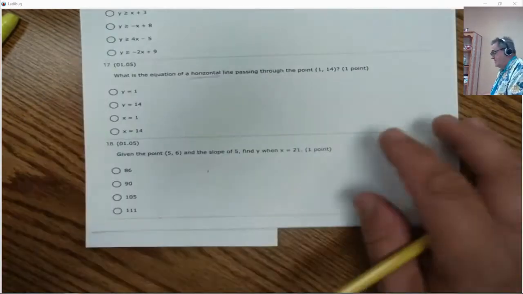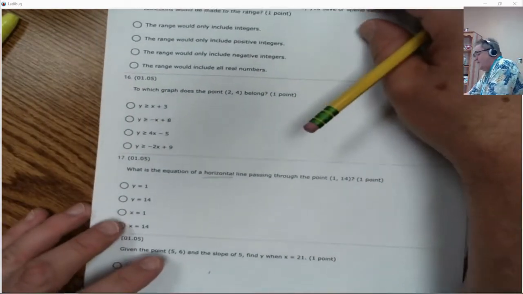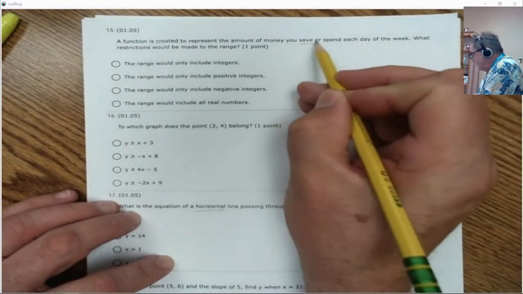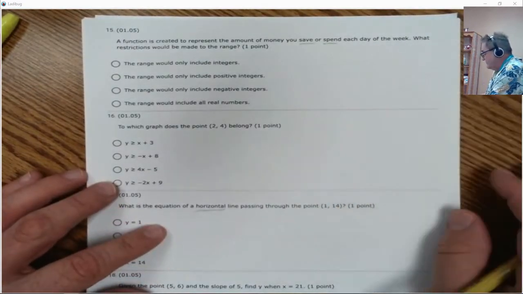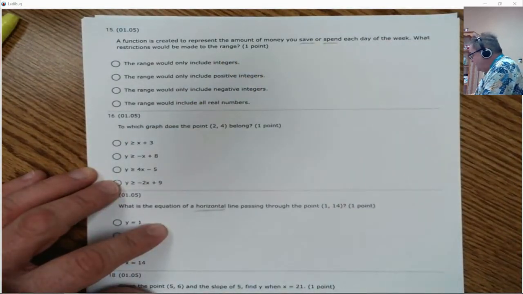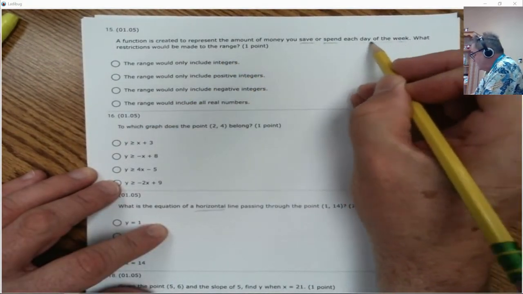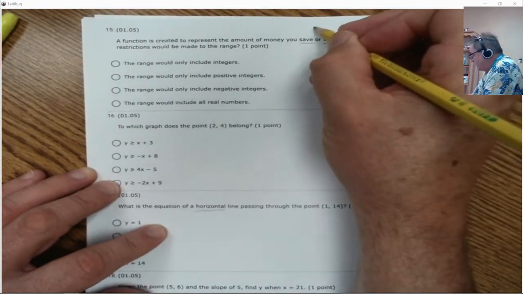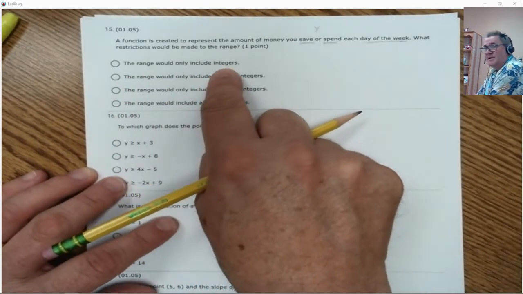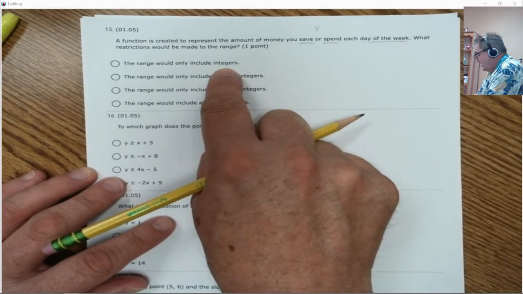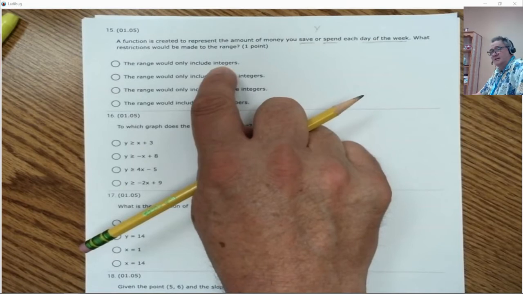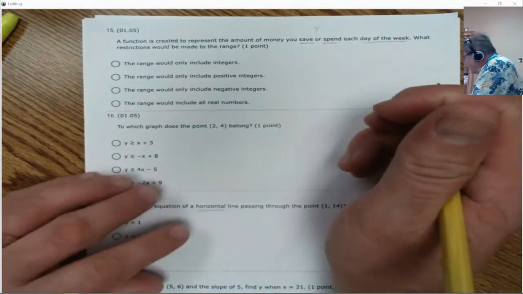All right. Number 15. A function is created to represent the amount of money that you save or spend each day of the week. It could be positive, it could be negative, right? What restrictions would be made to the range? All right, so days of the week would be your X. The range would be the Y, which is how much you save or spend. So would it only include integers again? Can you only spend like $1, $2, $3? Or can you spend $1.28, right? So integers.